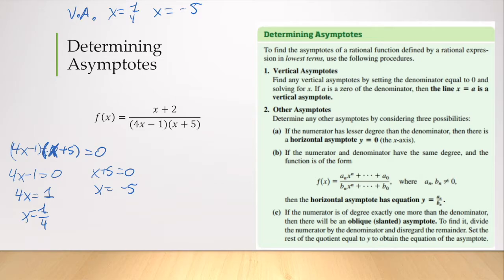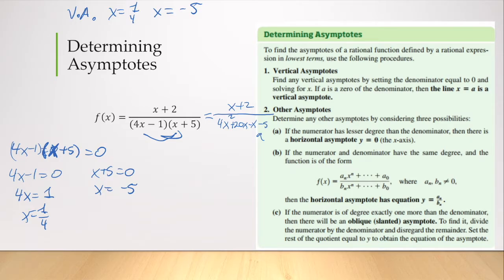Now my denominator I know is going to be degree 2, because if I multiply this together, I would get 4x squared plus 20x minus x minus 5, all over x plus 2. And I could simplify that by combining like terms. But I need to know the degree of my denominator. Let's find our other asymptotes.